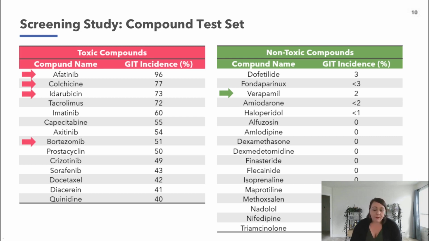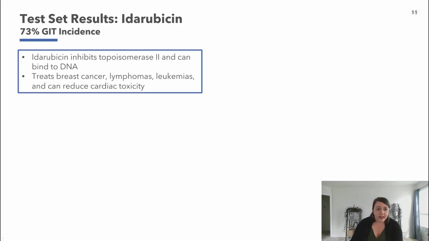So these are compounds that have proven to not have GI toxicity that we're looking to make sure our in vitro models are not causing any off-target effects. So getting into the data analyses and the results. The first compound that we looked at is called idarubicin. And you can see on the top, we have a pretty high GI tox incidence.